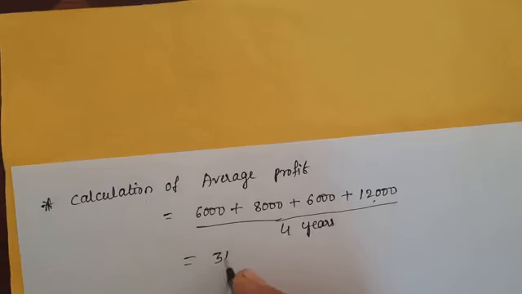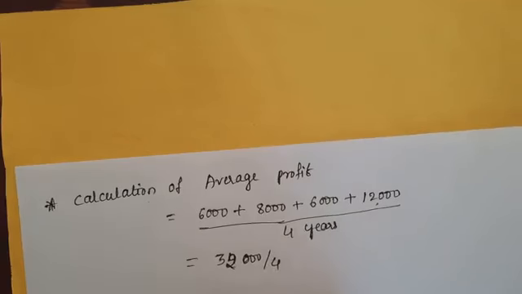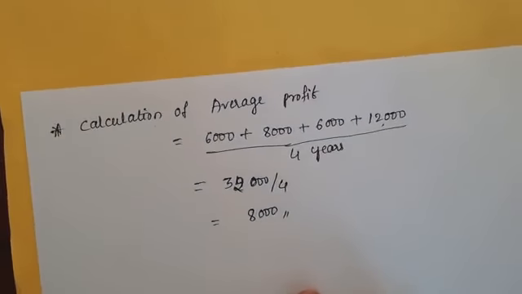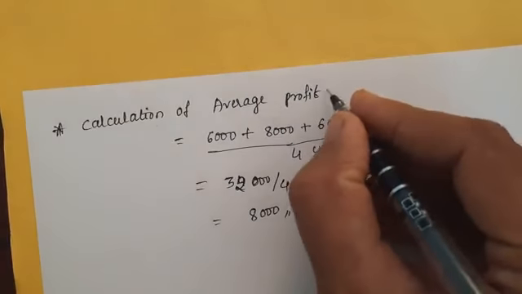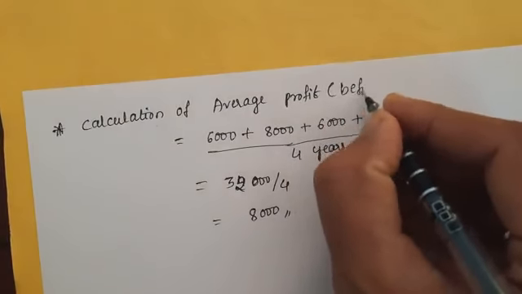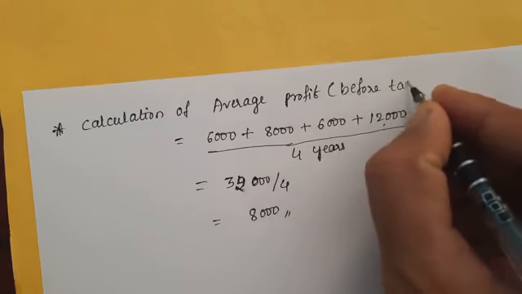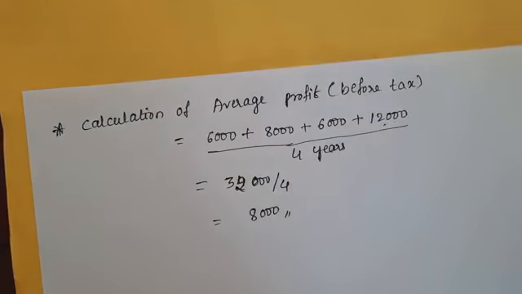32,000 divided by 4 is equal to 8,000. This is the average profit, and it should be before tax. Here the calculation of average profit before tax is rupees 8,000.